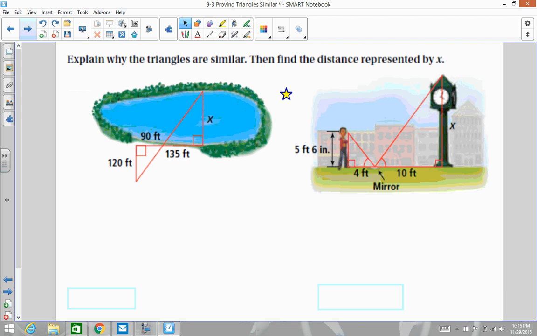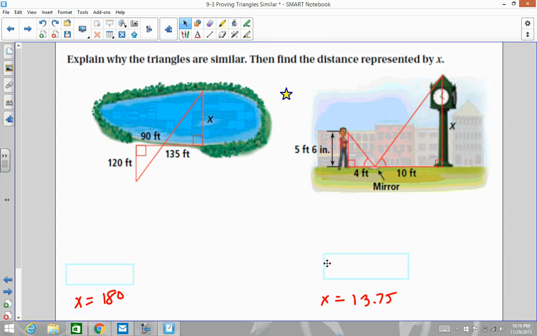All right, so I want you to practice these 2 problems, find the measure. So pause the video, do both these problems, and then we'll let you check your answers when you're done. Okay, so you should be done with these. Check that answer there. All right, there's your answer there. X is equal to 180, and for this one there, X is equal to 13.75.